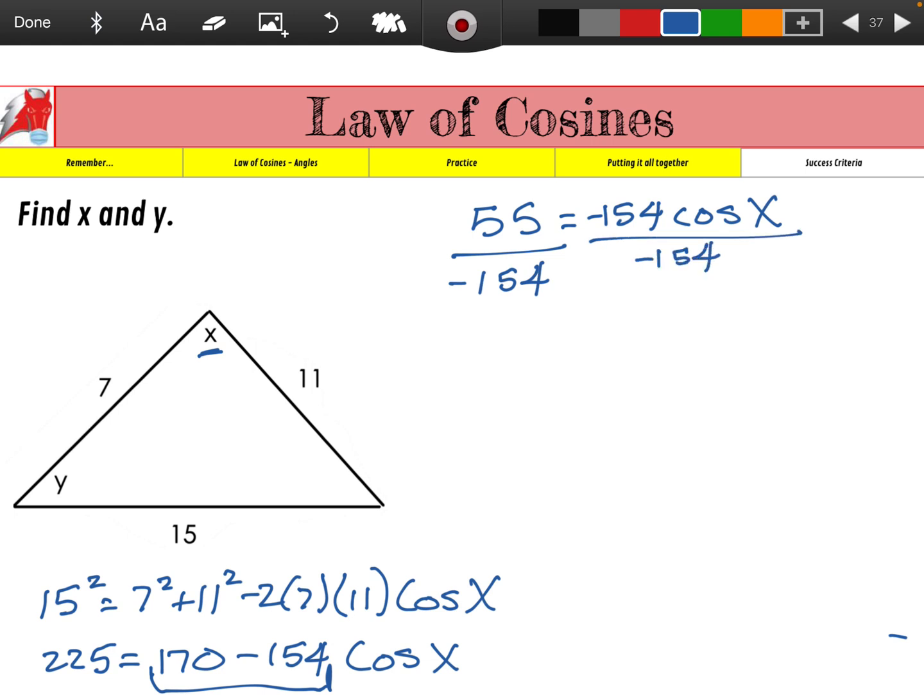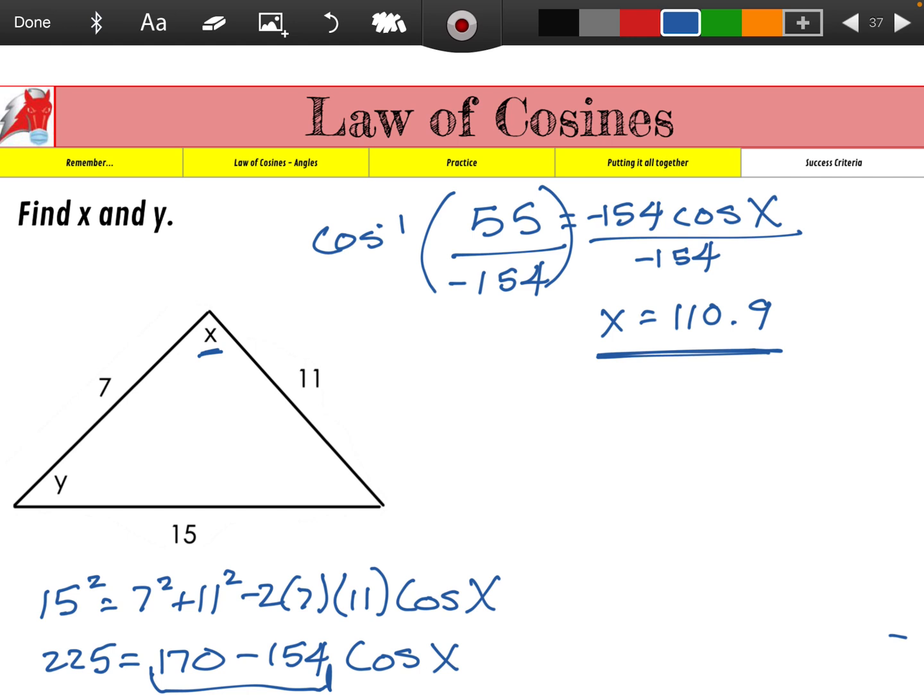Negative 154. So you have to make sure you're putting in cosine inverse of this. Okay, round it a little bit. I get x equal to 110.9. Okay, there's x. Now, you say, well, I got to find y.